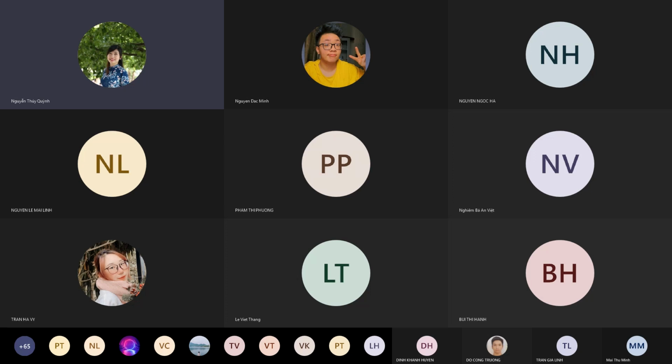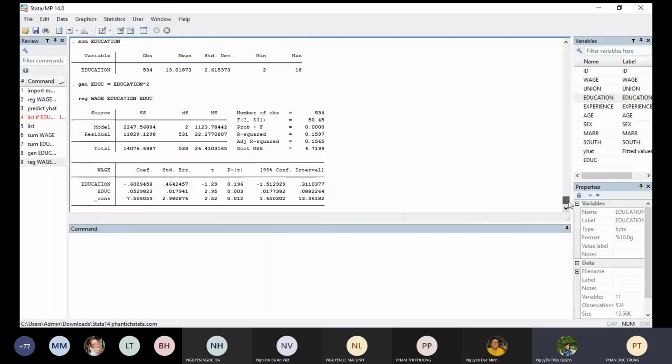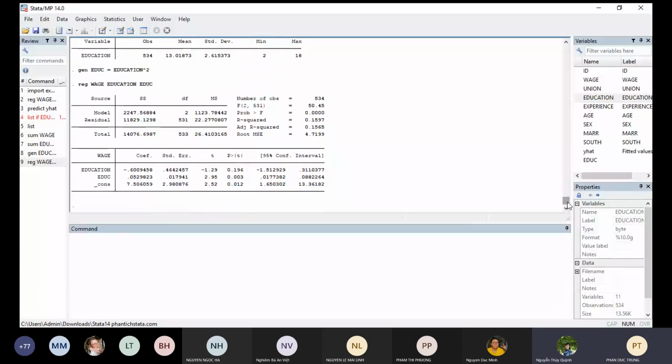Chung, are you there? Yes. Just share your screen and show other students how you regress the model. Can you see my screen? Yeah, I see your screen now.